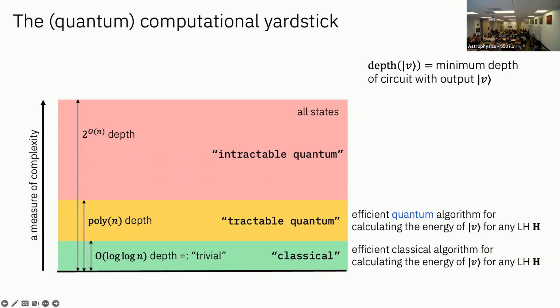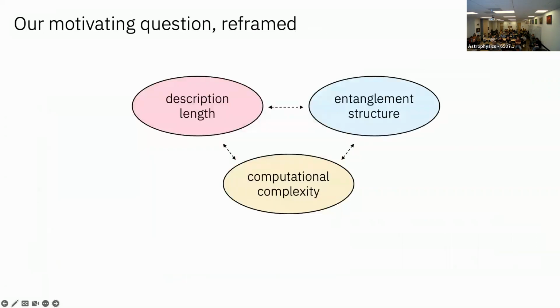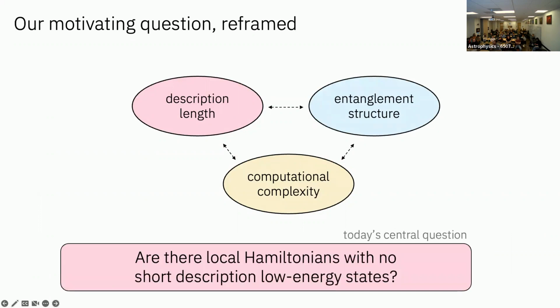Okay, but what we get is that, at least let me convince you that, now we have a measure of complexity that's also somehow tied to description length. So it becomes harder to describe because the description just gets longer as we go this way, but it's also fundamentally connected to a notion of verifiability. So when we come back to this motivating question of understanding description length, entanglement structure, and computational complexity, we had this question: can we describe local Hamiltonians with no short descriptions?